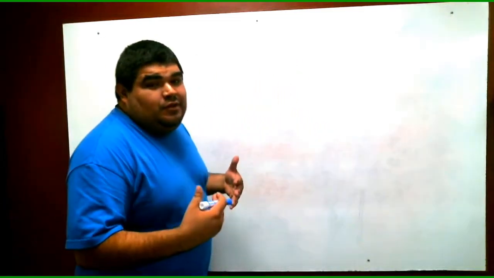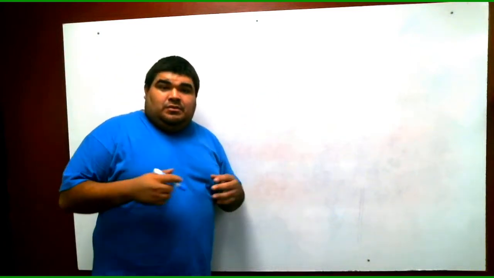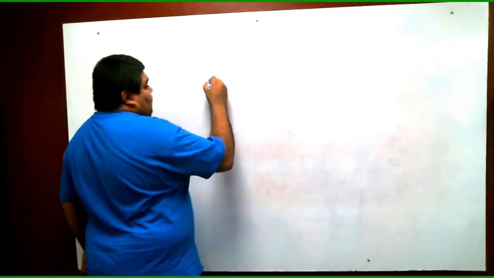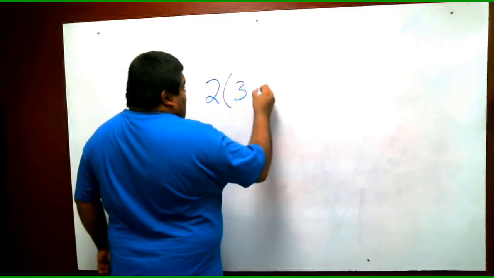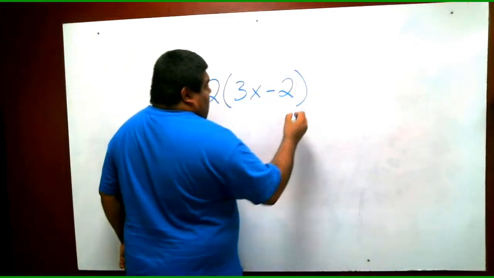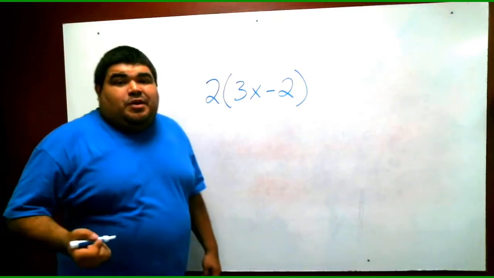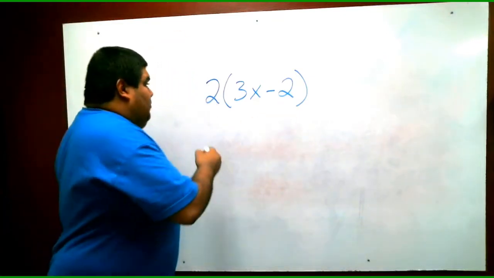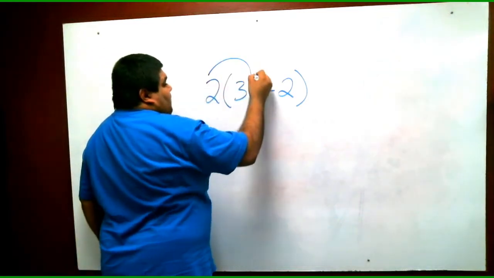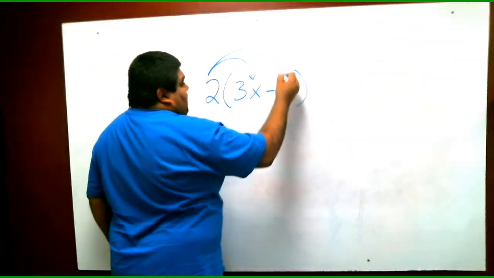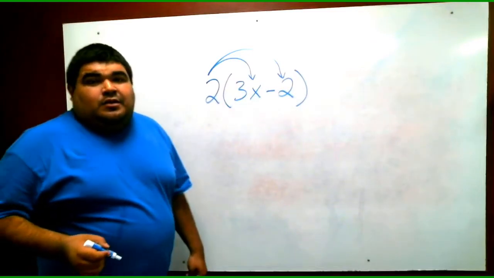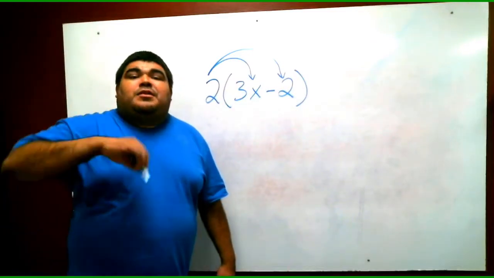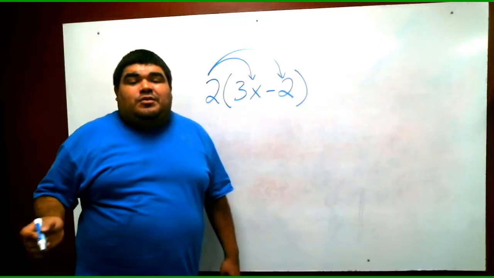The distributive property, you see it a lot in math. It usually comes when there's a number outside of a set of parentheses. So if we had 2 times 3x minus 2, the distributive property is the number on the outside is going to be distributed to the numbers on the inside. So we have 2 times 3x and 2 times 2. That's what the distributive property is. The number is being distributed to other numbers and variables.